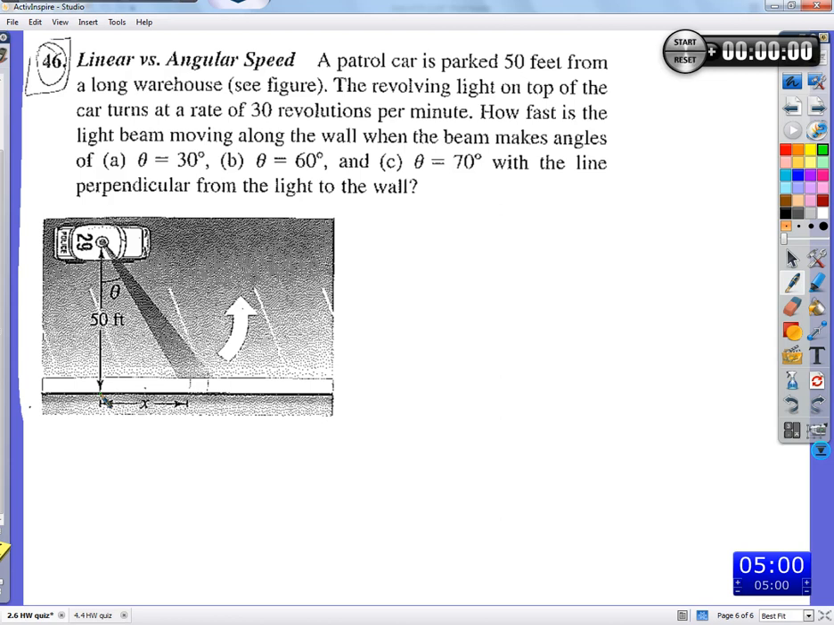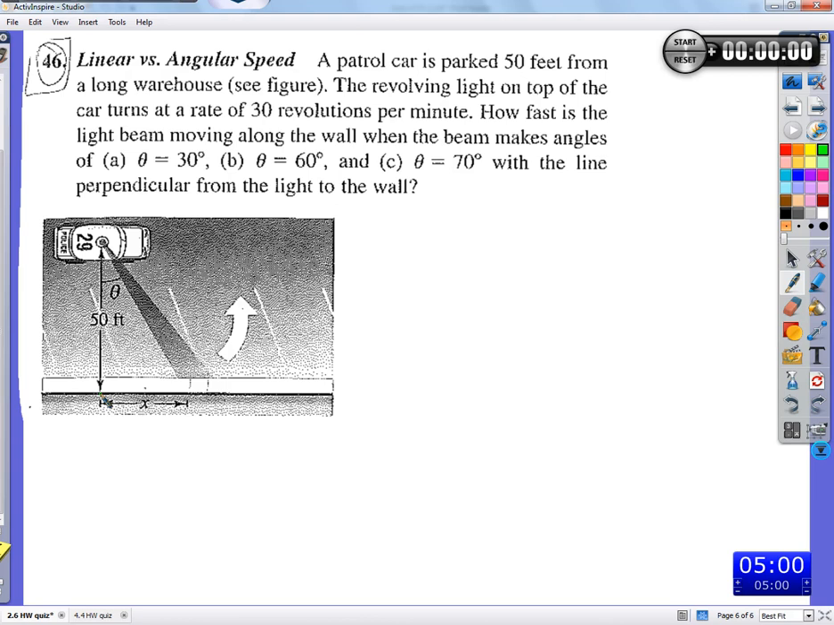Yeah. The revolving light on top of the car, which is totally what cop cars look like nowadays. It's true. 30 revolutions per minute. How fast is the light beam moving along the wall when the beam makes angles of 30 degrees, 60 degrees, 70 degrees with the line? So they're teaching us how to evade cop cars. Oh, yes.